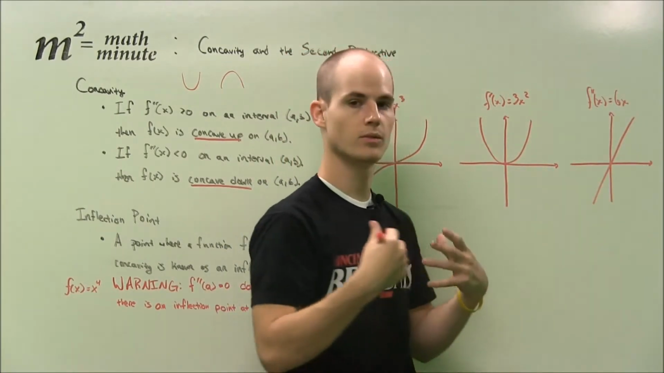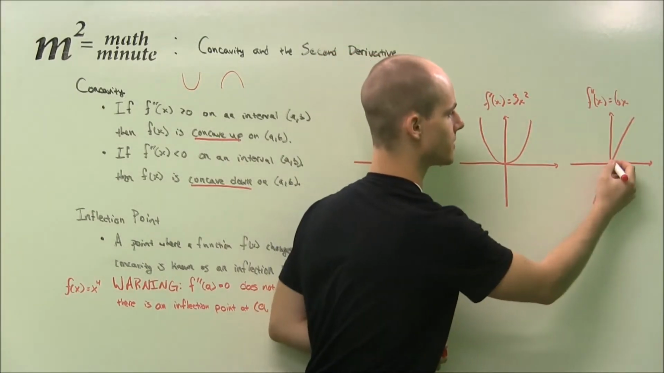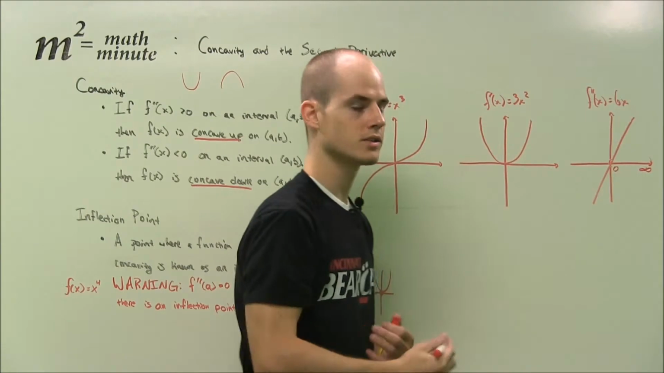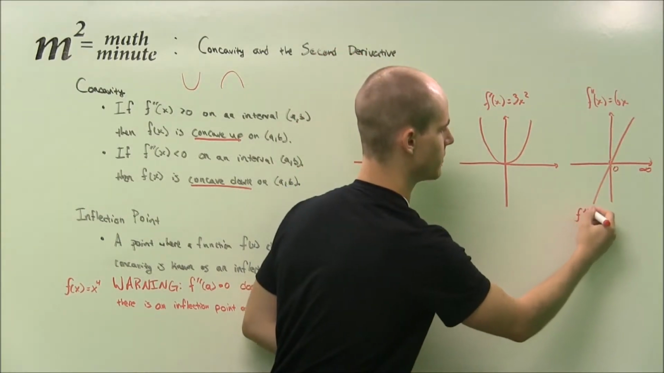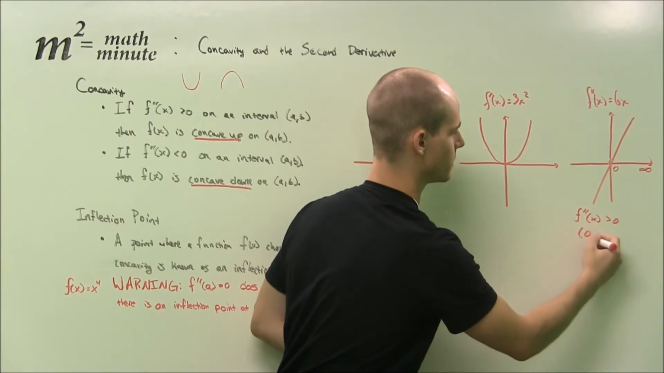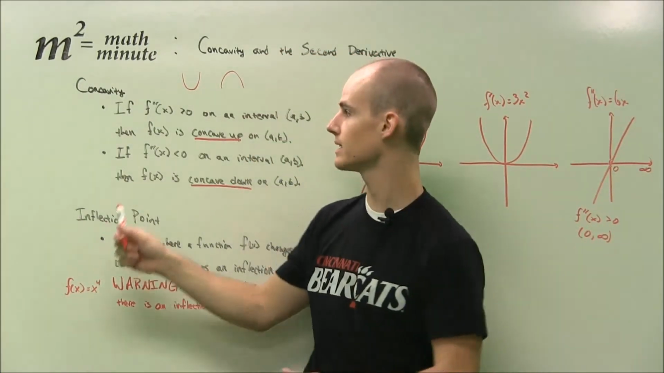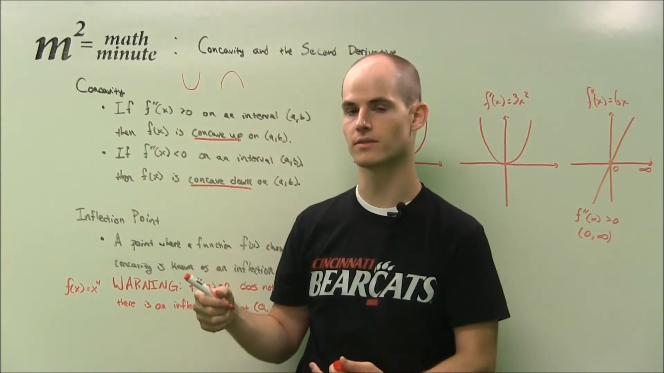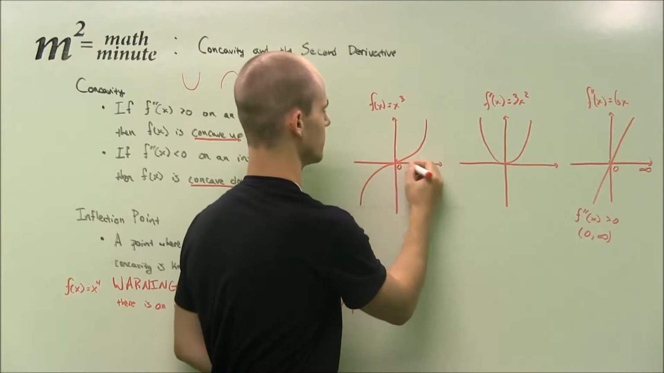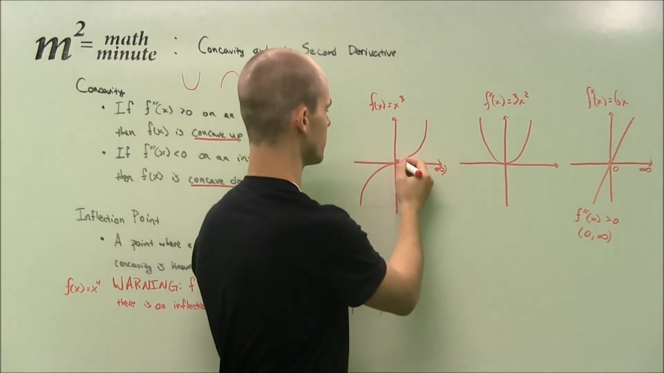So the second derivative, where is it greater than 0 on this function? Well, we know it's from here to here, which is 0 to infinity. So we can say that the second derivative is greater than 0 on the interval 0 to infinity. Now what that implies is that the original function f of x should be concave up on that same interval. So if we plot that out, 0 to infinity, that's obviously concave up here.